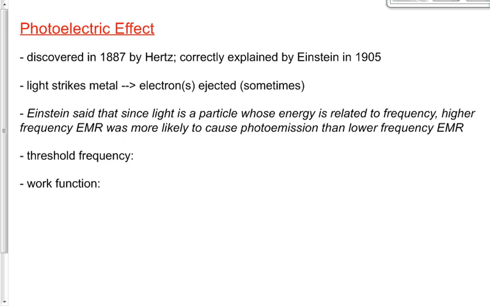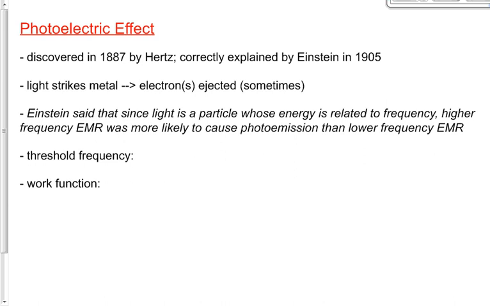He's performing more experiments with EMR in 1887, and when he does that, he discovers by accident an effect that will sometimes happen called the photoelectric effect. It says, as we talked about on Friday, that when light strikes a piece of metal, sometimes an electron will be ejected. Not always, but sometimes an electron will be ejected.